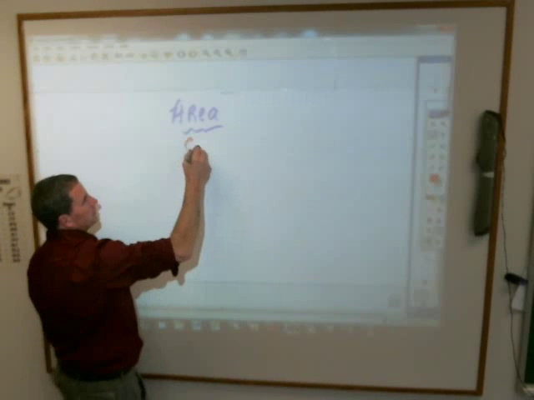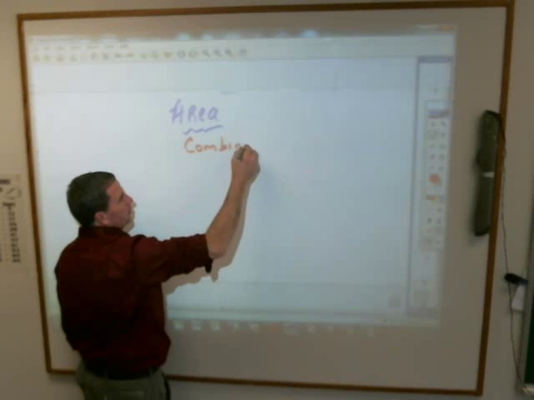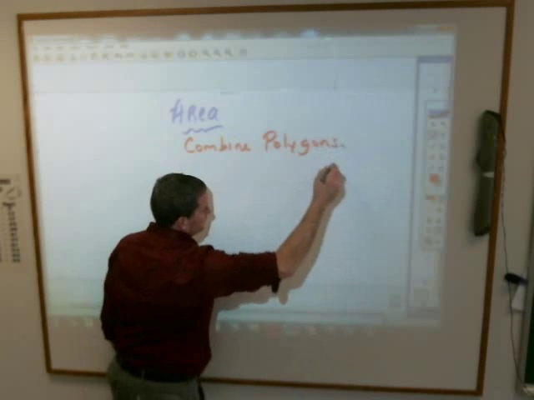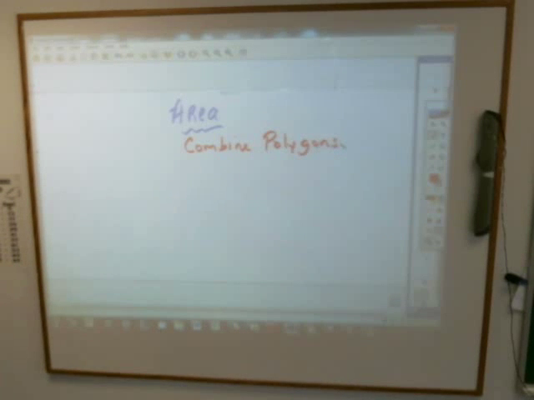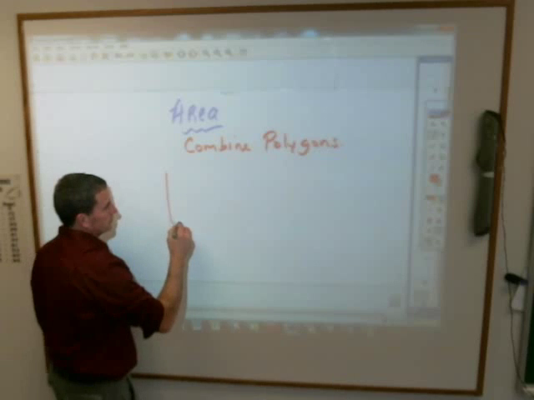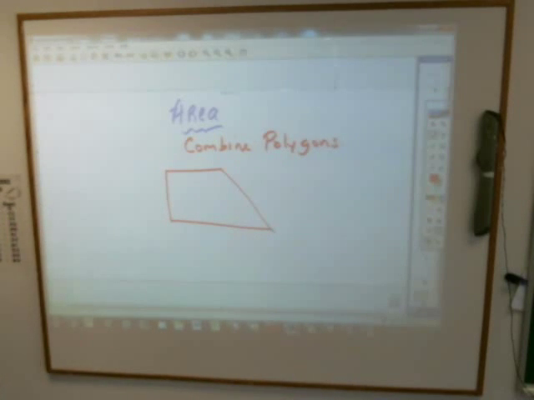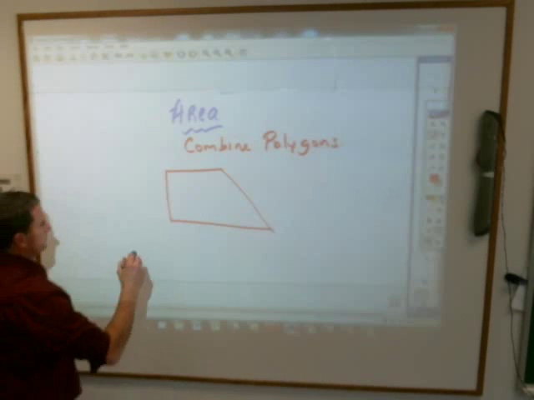And under area, if you would write down either combined or complex polygons. Combined or complex polygons, and that simply would be this. If you have something that looks like this. 4, 6, and 8.